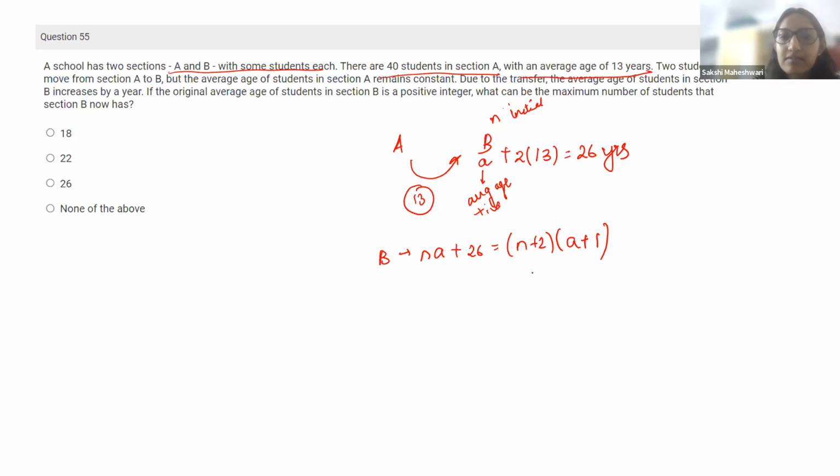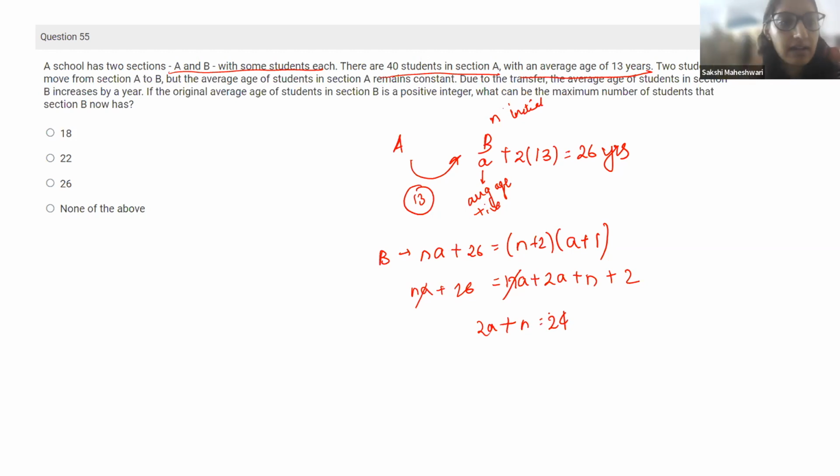Yeah. So this is equal to NA plus 2A plus N plus 2. And this is NA plus 26. So I can cancel out NA and I'll get 2A plus N is equal to 24.